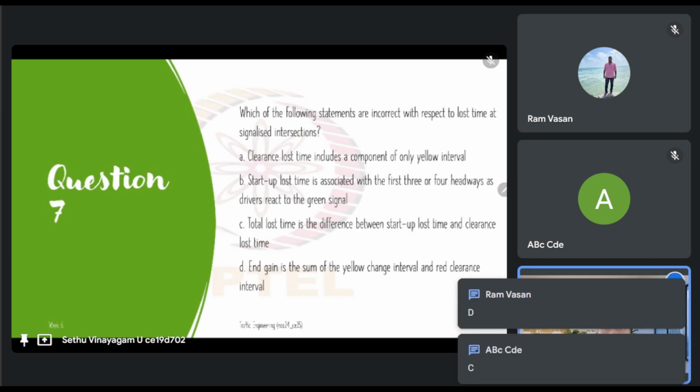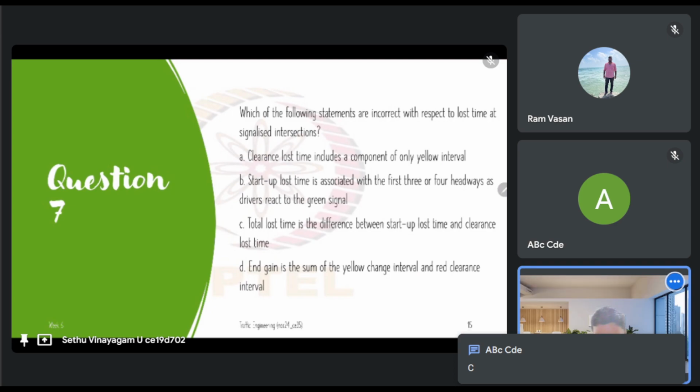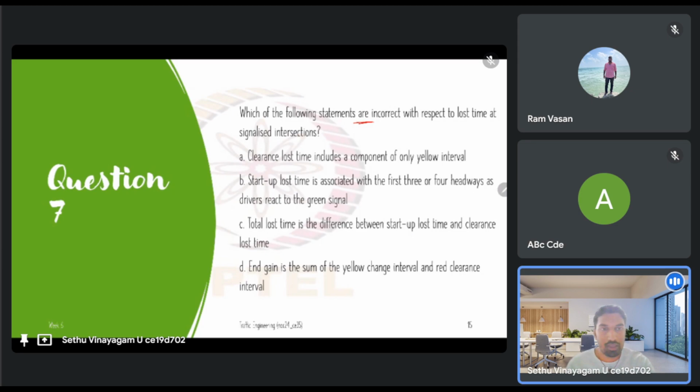Okay, so we can have multiple options here, right? So it is a multiple select question. If you think there is only one right answer, it's fine, but there can be multiple options. You want to change your answers if there are multiple. So you got D and C.